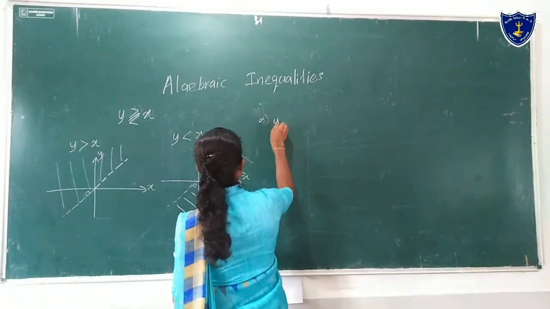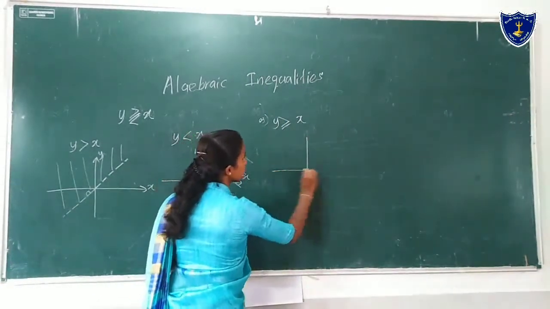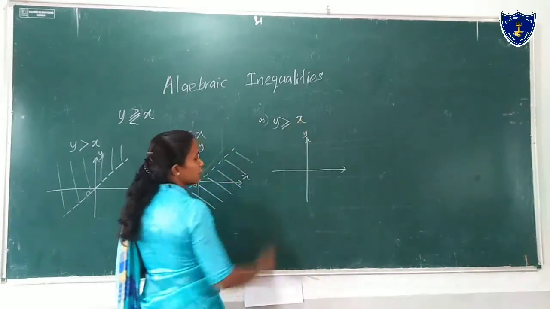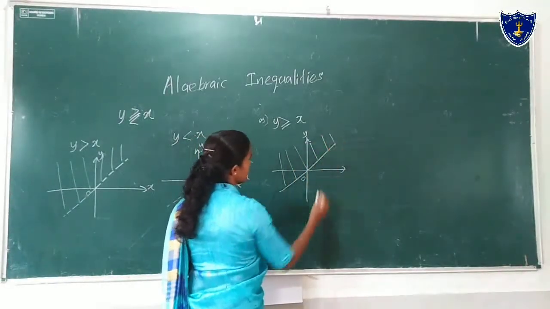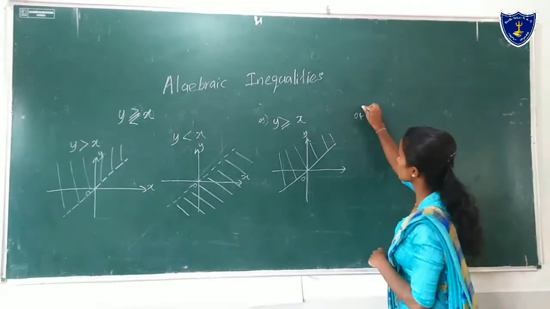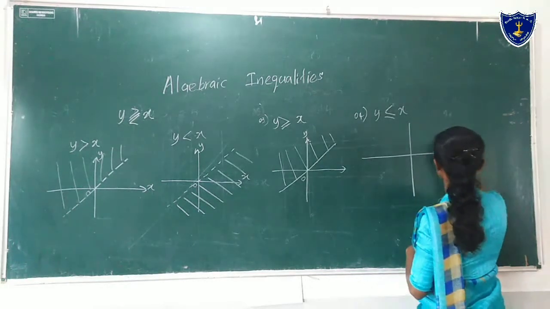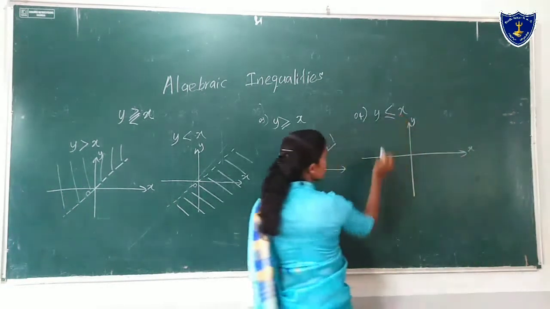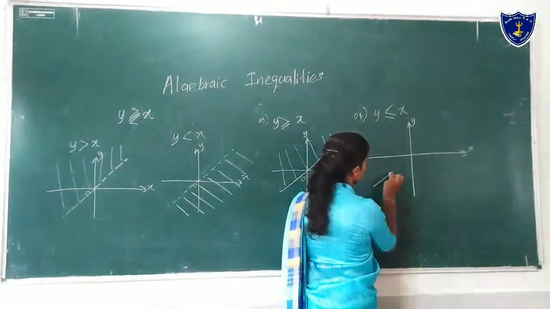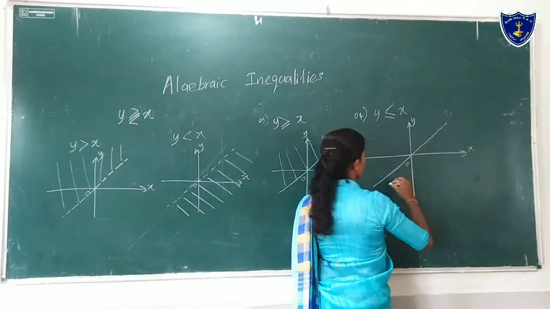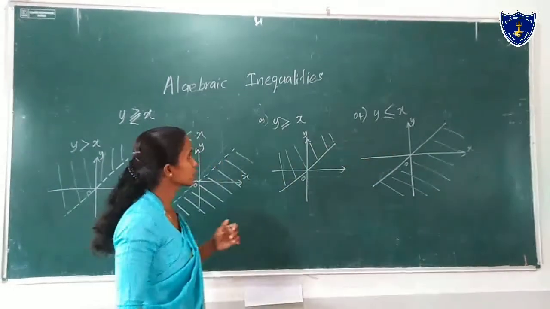Third one. Y greater than or equal to x. Here you have to draw a straight line because y equals x. This is the region. The last one, y less than or equal to x. Here also you can draw a straight line because y equals x. This is the region.